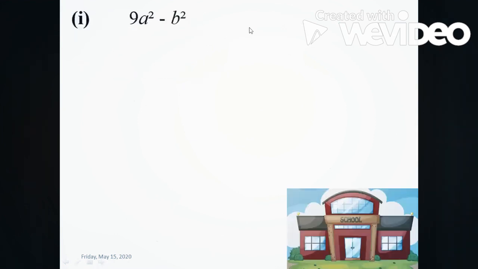All right, so this is a simple little question compared to the one we did a while ago. So the instruction is not there, but they want us to factorize this thing here. Factorize. Now clearly that's a difference of 2 squares. Because 9 is a square number, and we have a square and b square, and we have a difference sign.